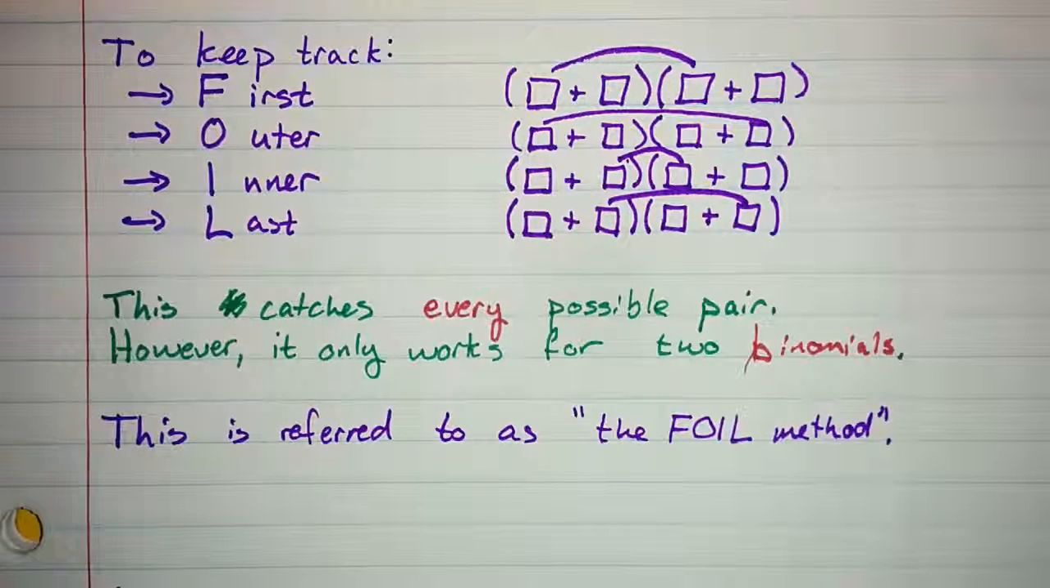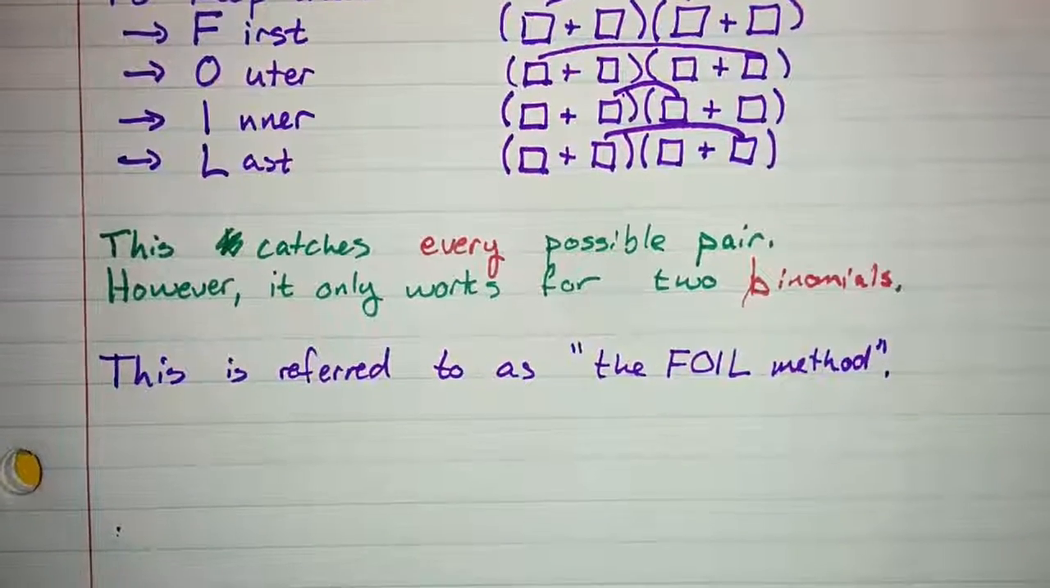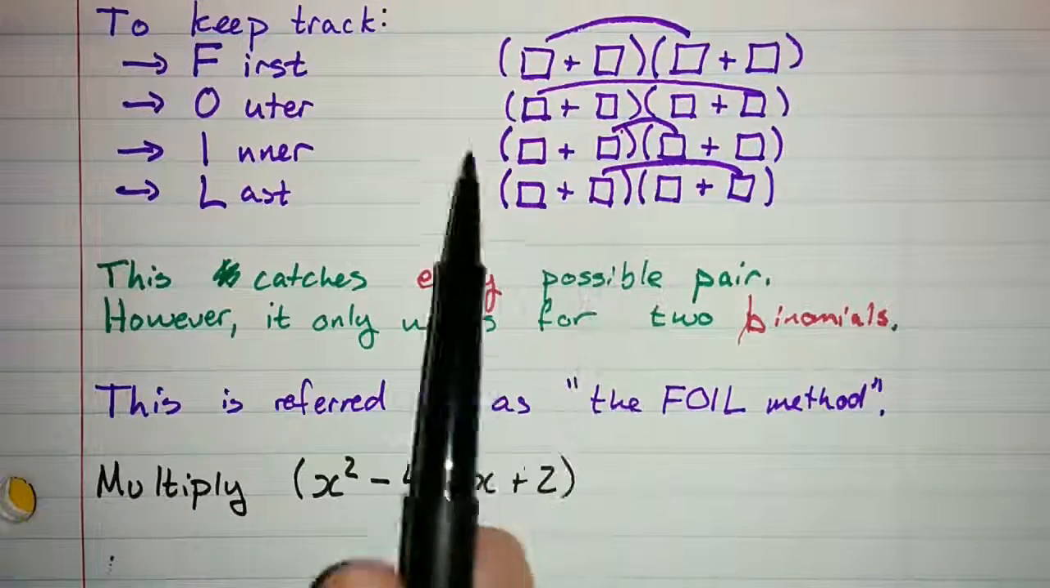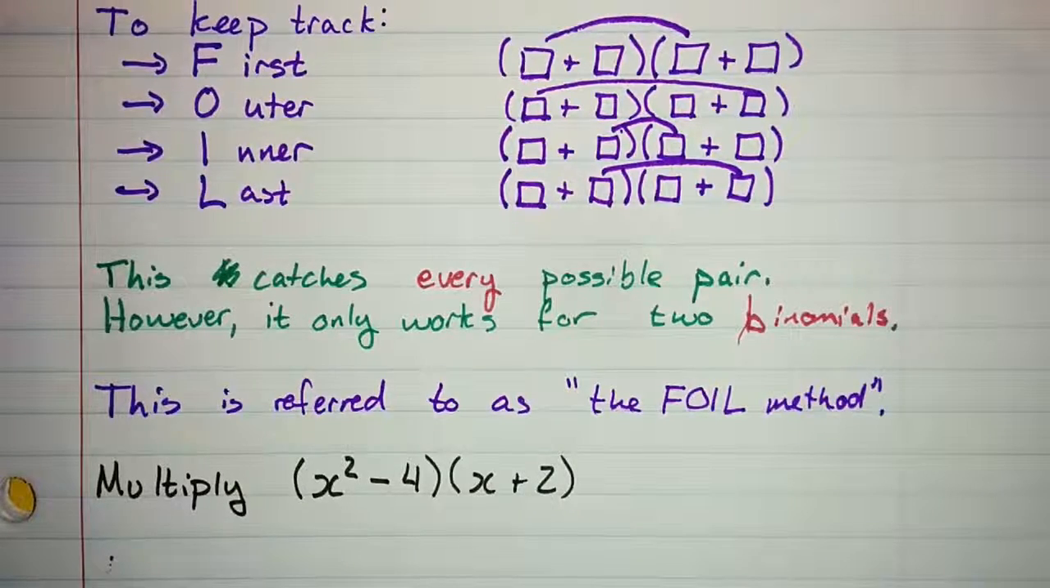It is, however, a nice shortcut, considering that we're going to be multiplying pairs of binomials fairly frequently. So I'd like you to give this method a try. Multiply the binomials x squared minus 4 times x plus 2 using this method. Pause the video and try this now.